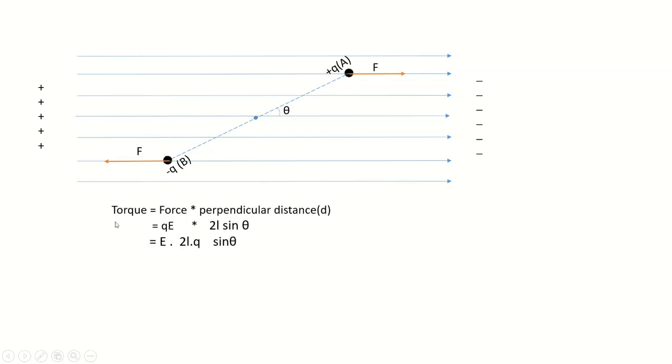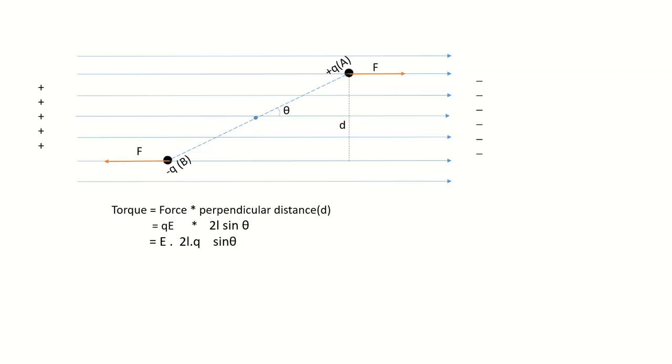Now, torque equals force into perpendicular distance. As we know, force is charge into electric field, and the perpendicular distance has been measured as d. Now from the triangle A, B and this point D, we can obtain the value of the length d as 2L sine theta. Placing them in the equation, we obtain the value of torque as E dot 2L dot Q sine theta, which later in the notes has been mentioned as E dot P sine theta.